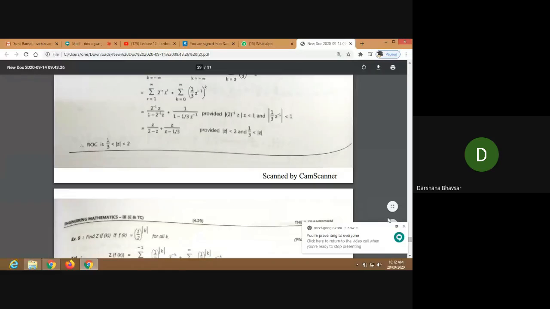Is the screen visible? Yes, sir. Okay, so we are discussing examples on Z transforms.